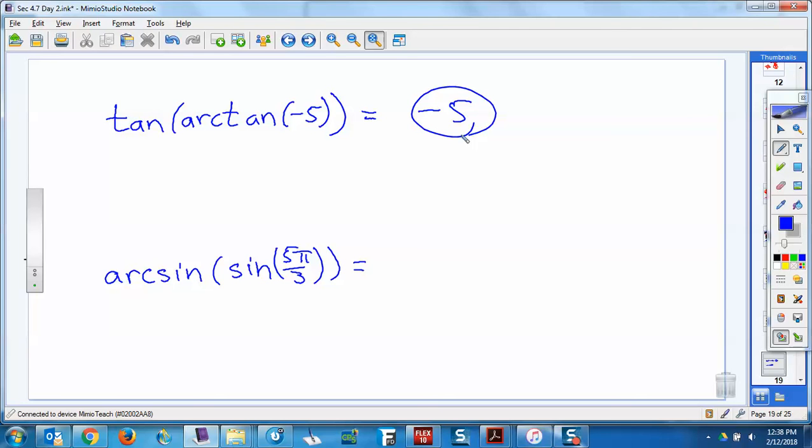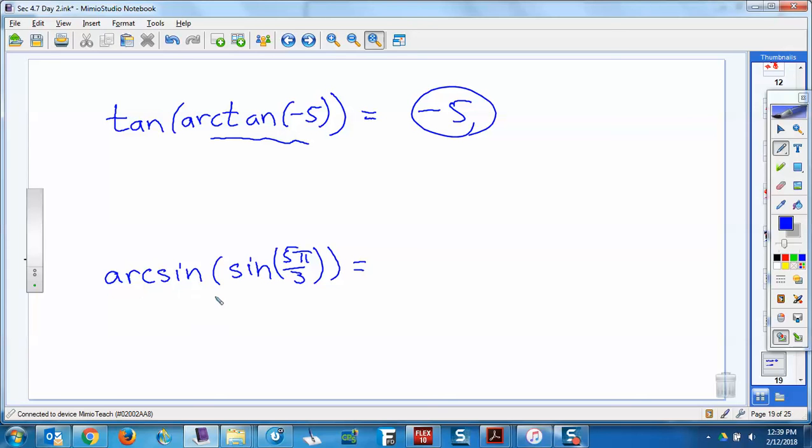But for right now, we just say, okay, arctan of -5, that'd be some angle, right? The angle whose tangent is -5. So that's what the inside is, the angle whose tangent is -5, and then we want to do the tangent of it. Well, that's got to be -5. It's -5.